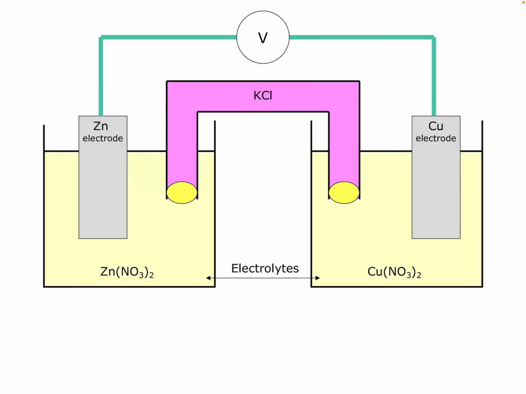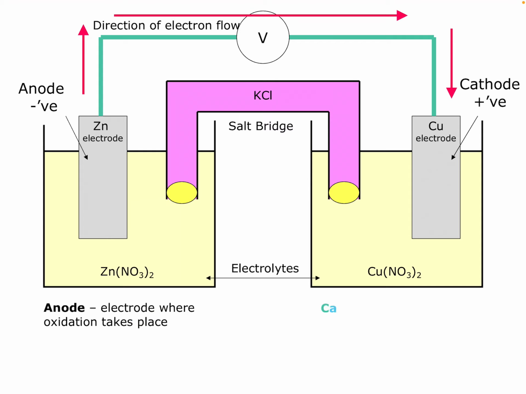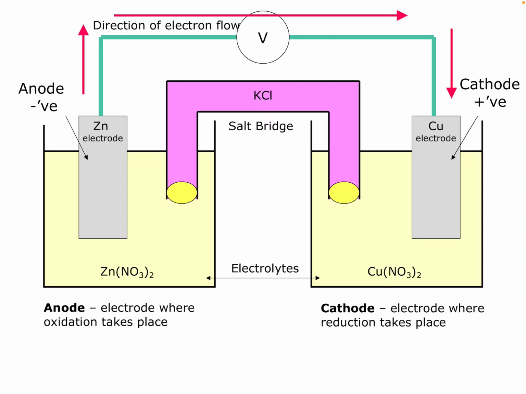So, basic setup of a cell. Okay, the zinc copper cell. We have a salt bridge in the middle. The direction of electrons will always go from the anode to the cathode. The anode is negative. The anode is where oxidation takes place, and in this case it's with the zinc. The cathode is positive, and it's where reduction takes place. Okay? Very important. We have electrolytes.